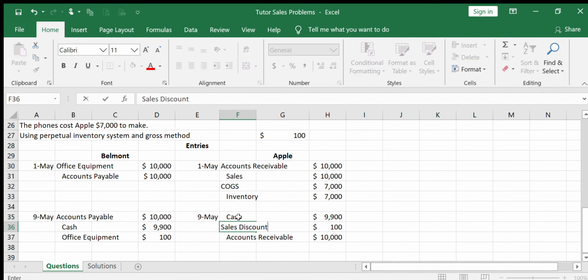All right. So the reason why we're doing that is because Belmont took the discount, so we're using this account to justify completely zeroing out our accounts receivable.